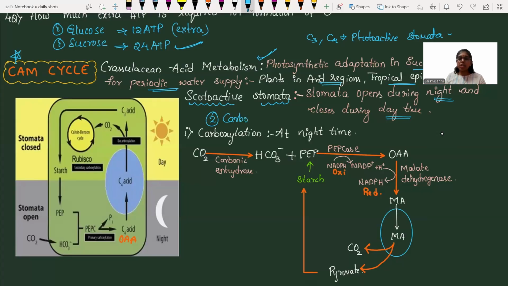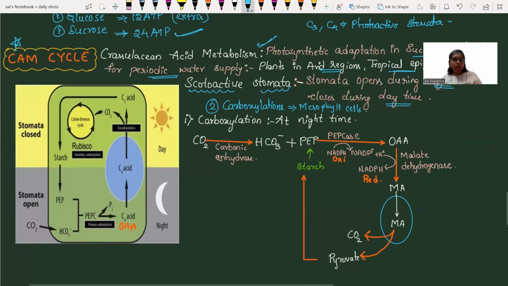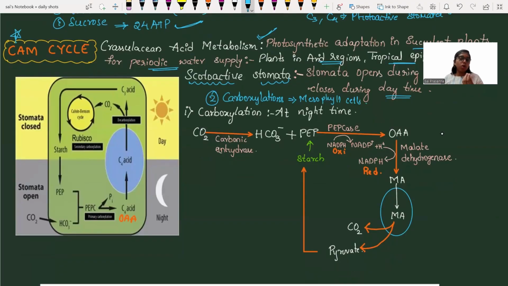Two carboxylations are happening in the mesophyll cells only. But the period is different: one at night time and the other at daytime. If you see, I told you, right, scotoactive stomata means it is opening at night time.